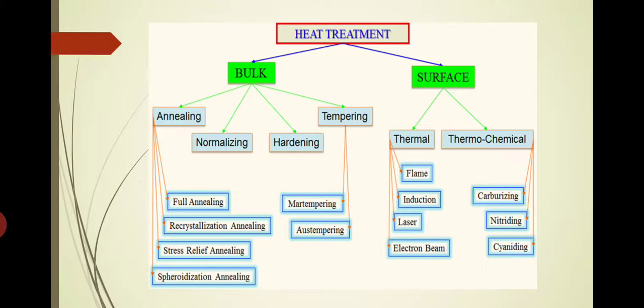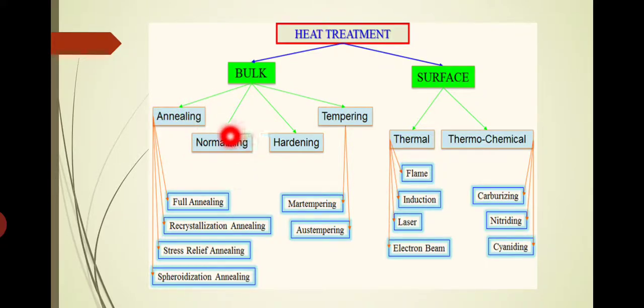If the heat treatment is done on the entire body of the structure, then it is bulk heat treatment. Otherwise, if heat treatment is done only on the surface of the particular product, then it is surface heat treatment. Bulk heat treatment is further classified as annealing, normalizing, hardening and tempering. All these are based on different cooling rates. I have already told that the slowest cooling rate is furnace cooling. If you do the heat treatment with furnace cooling or slow cooling, then the resulting heat treatment is simply known as annealing. So for annealing, we usually prefer furnace cooling.